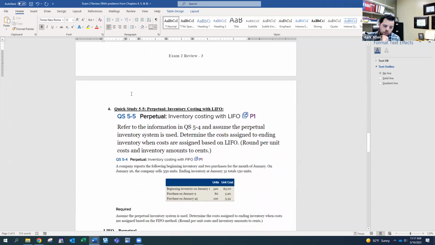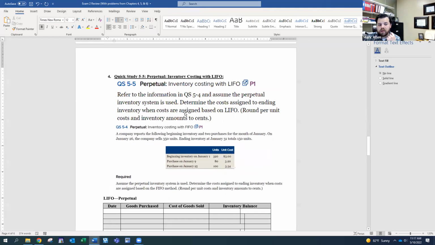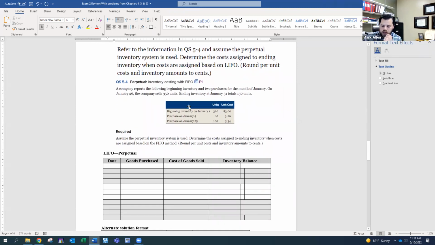Now, for the next problem, we're looking at perpetual inventory costing with LIFO. Now, unfortunately, perpetual LIFO and periodic LIFO do not always give the same answer. They don't. In this specific question, they will, I believe. And that's because the only sale occurs after the last purchase, so there's no actual difference. But if you have multiple sales sprinkled throughout this, you will get very different answers based on using LIFO Perpetual or LIFO Periodic. So be very careful in that regard.